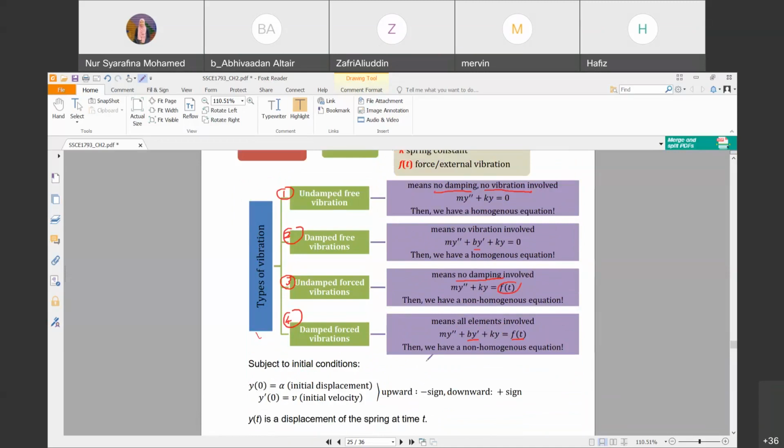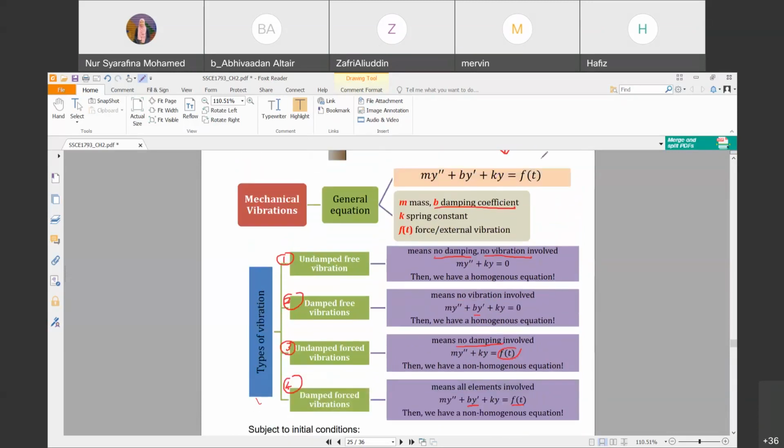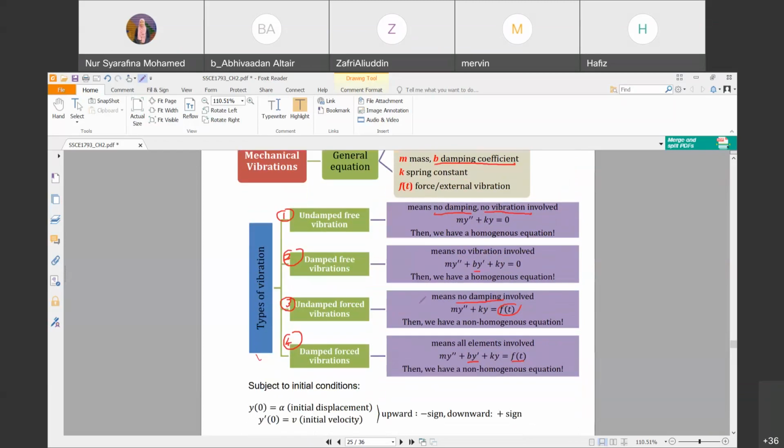When t is 0, the function here is in terms of t, it involves time. When t is 0, y(0) equals alpha, maybe it can be in terms of a value here. Theoretically, this alpha is the initial displacement. Usually the initial displacement is 0, because when time is 0 there is no movement, no displacement. And y'(0) equals v, the initial velocity.